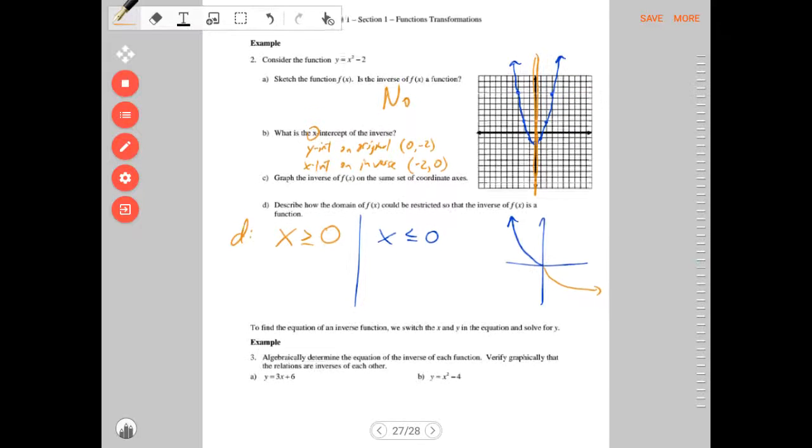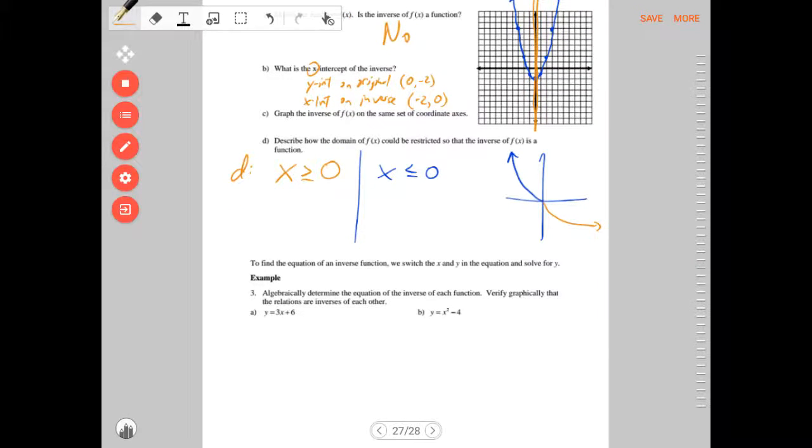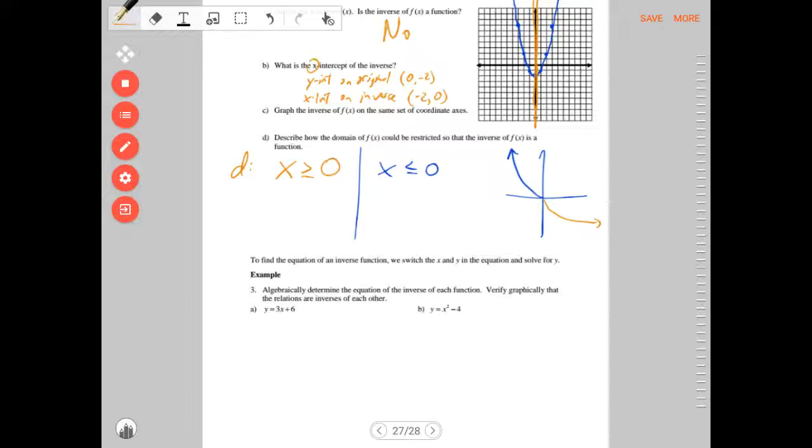Wow, it's kind of heady, but that's okay. It's kind of a small part, so don't lose sleep over it. But that's the idea: you restrict the domain, right down the axis of symmetry. Okay, so last one.